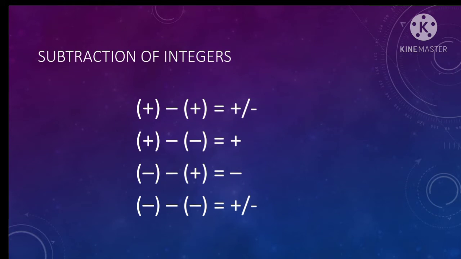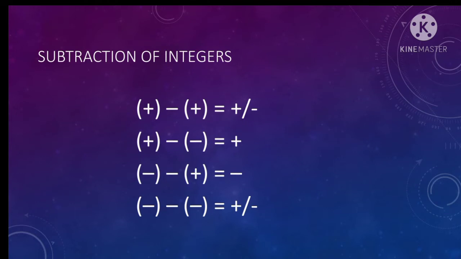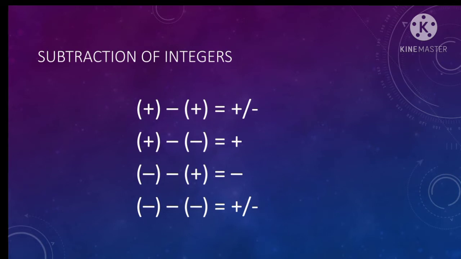Since in the first rule here in subtraction, positive minus positive is equal to either positive or negative. For example, positive 9 minus 4 is equal to positive 4. But if the case is 5 minus 9, the difference is negative 4.